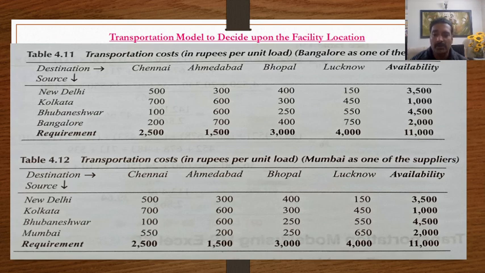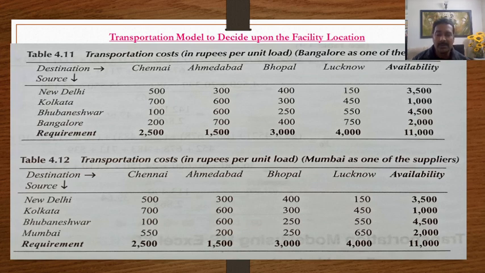From Bangalore to Chennai it is 200, from Bangalore to Ahmedabad 700, from Bangalore to Bhopal 400 rupees, and from Bangalore to Lucknow you have to pay 750 rupees. But from Mumbai to Chennai it is 550, Mumbai to Ahmedabad 200, Mumbai to Bhopal 250, Mumbai to Lucknow 650. And for Bangalore as well as Mumbai the availability is 2000. So total availability equals total requirement, that is 11,000. So this was all about this problem.